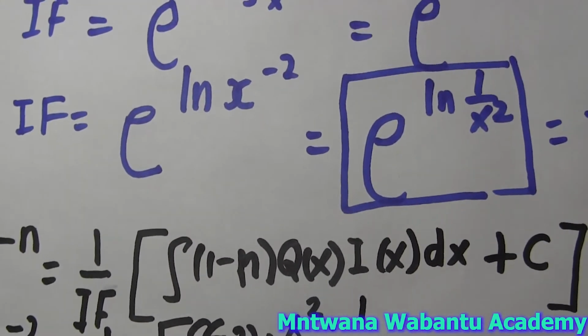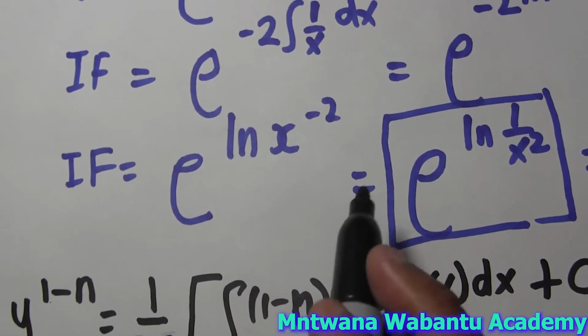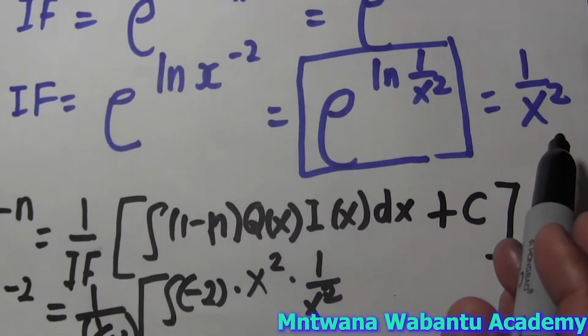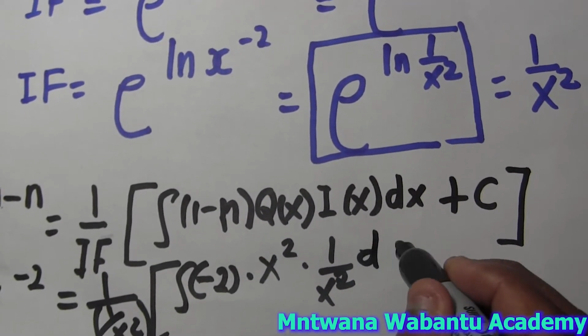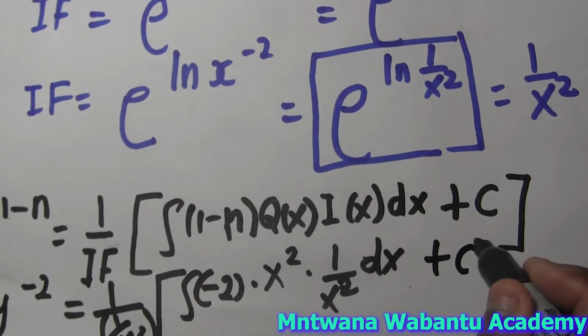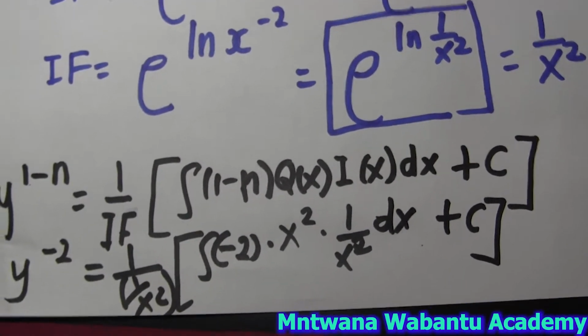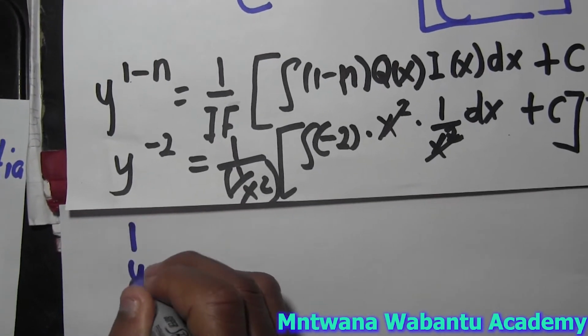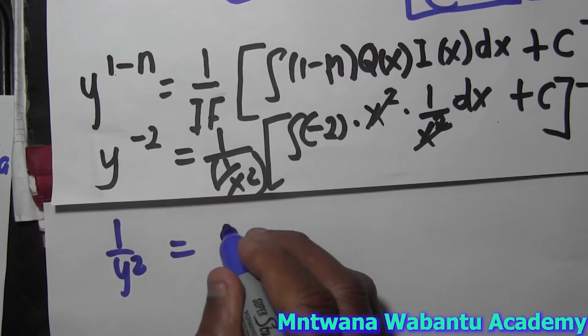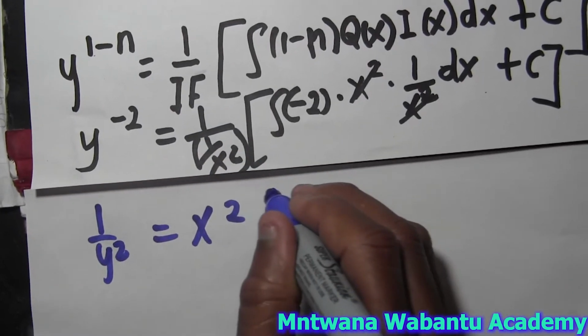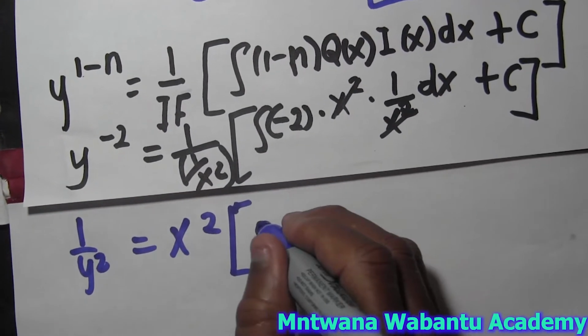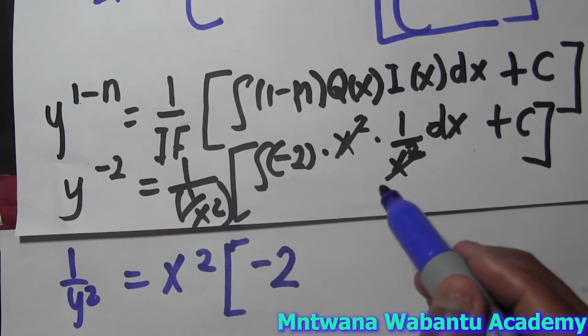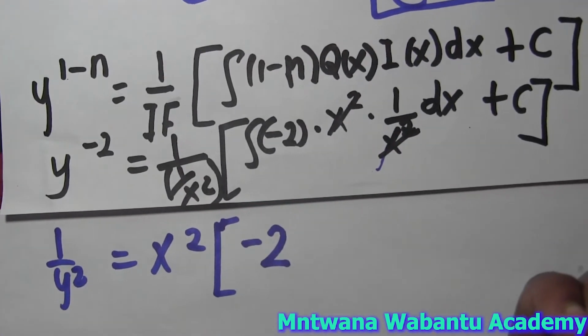Integration factor is 1 over x squared, because we had an integration factor right there. So what we're going to do, this is dx, and then we plus our c, and then we cross a bracket. So what I'm going to do, I can reciprocate this and say this is equal to 1 over y squared equal to, this is going to be x squared, because it's going to go to the top. And then negative 2 is going to come out. But look, x squared and x squared, they're going to cancel.